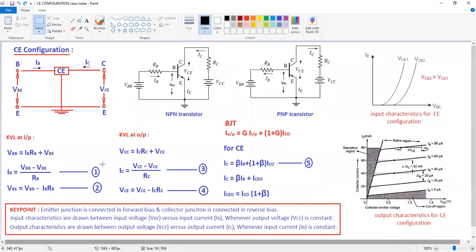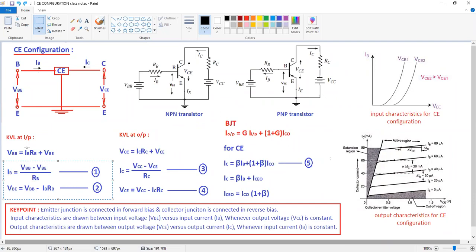Now I'm going to write the KVL equation at input side, similar to your common base configuration. Here this current direction is in clockwise direction. Now this is your voltage, and the remaining two are the voltage drops. So that's it. VBB is equal to IBRB plus VBE. Here, VBB voltage is equal to the IBRB voltage drop plus the VBE voltage drop. Why? Because current through the RB is IB. So voltage across RB is given by RB into IB here. Now from this, I am going to write the output current as well as output voltage equations here.